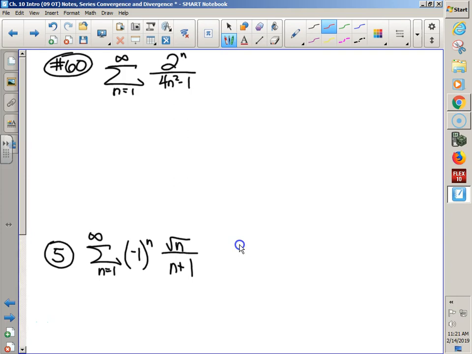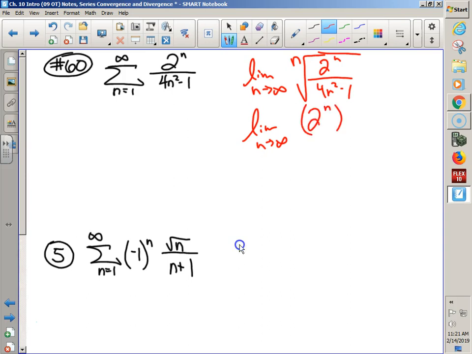Ratio or root? Just pick one and I'll go for it. What do you want? Ratio. Oh, okay. You want to try root? Okay. Limit as n goes to infinity of the nth root of 2 to the n all over 4n squared minus 1. Another way of writing that is how your test writes it. With numerators and denominators, we can actually do them separately. So we can do the 1 over n, but we can also do the 1 over n.